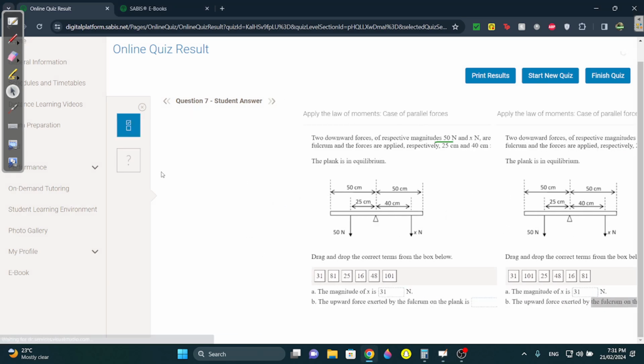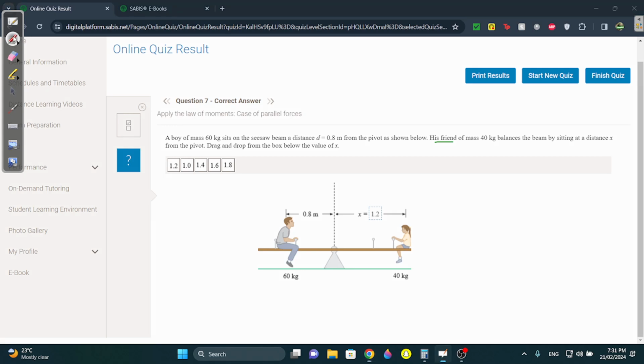Question 7. Again, same thing. You have a 60 kilogram man on the left, which is sitting 0.8 meters away. His friend of mass 40 kilograms is balancing the beam by sitting at a distance x from the pivot. Drag and drop from below the value of x. Again, we have the distances already. Well, we don't have both, but you have one of them, so there's no need to locate your point of rotation and make one by yourself.